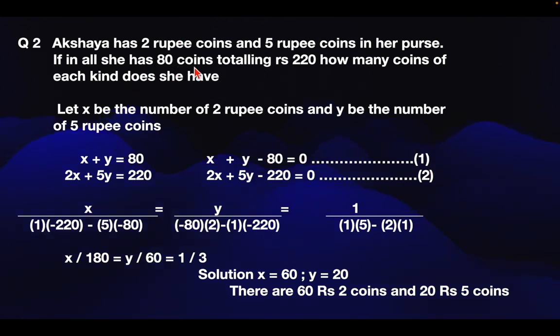Okay, now what is the value of these coins? That is the total rupees. Now the 2 rupee coins are x, and if we multiply by 2, we get the value of 2 rupee coins. So it is 2x. 5 rupee coin value is 5y, and the total rupees she has is 220. So 2x plus 5y is equal to 220. Okay, so here again write it in the standard form. So this is the next equation.